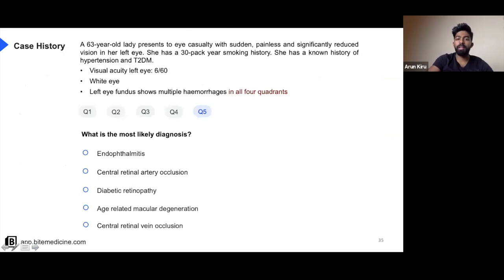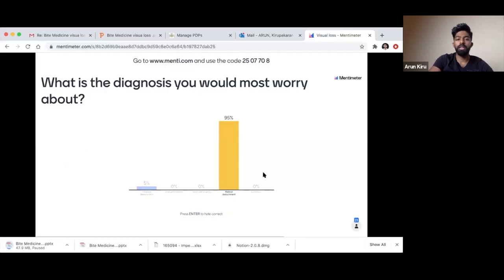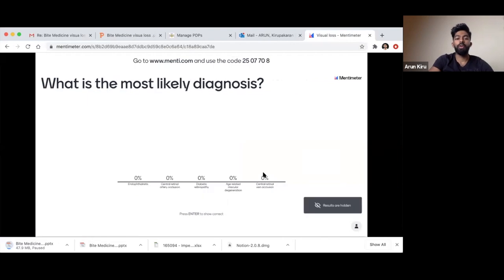We'll quickly switch back to Menti. Over here, what is the most likely diagnosis? Here we go, guys. We've got endophthalmitis, central retinal artery occlusion, diabetic retinopathy, age-related macular degeneration, and central retinal vein occlusion.